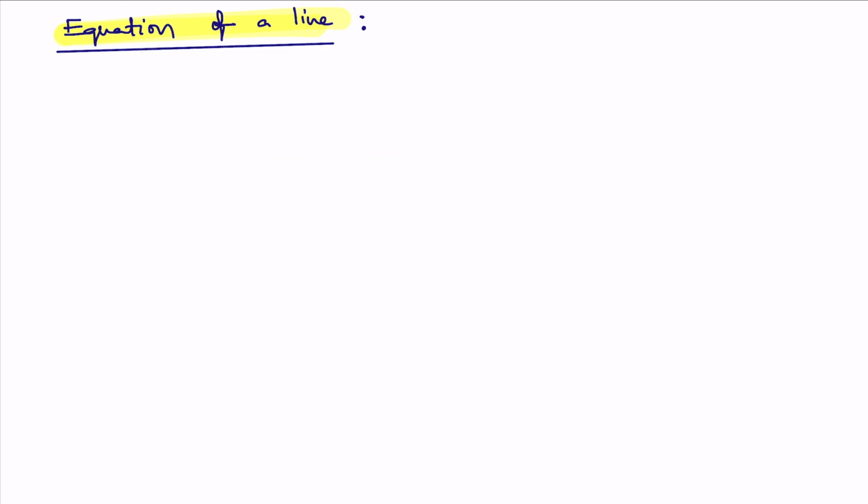How to find equation of a straight line? In this, the main thing is point slope form. What is point slope form? There is a line which passes through the point (x1, y1). That means we know one point on the line.